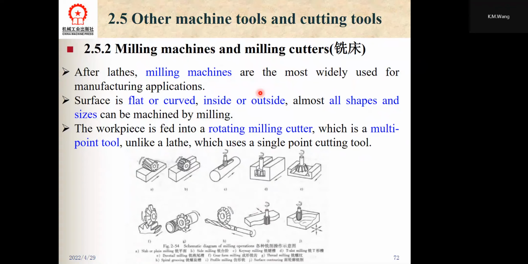This is mainly used for surface manufacturing after the lathe. The workpiece is fed into a rotating milling cutter, which is a multi-point tool, unlike a lathe, which uses a single-point cutting tool.